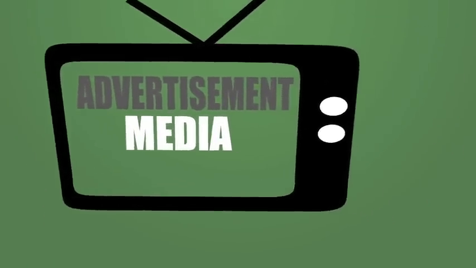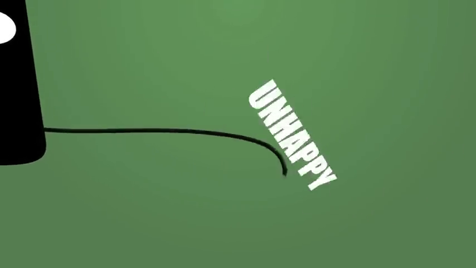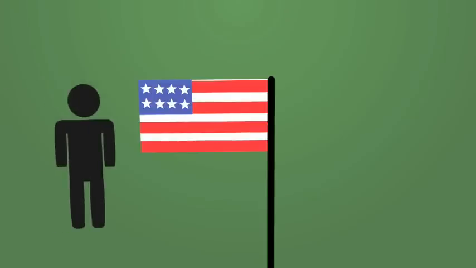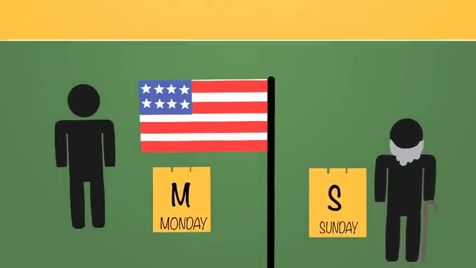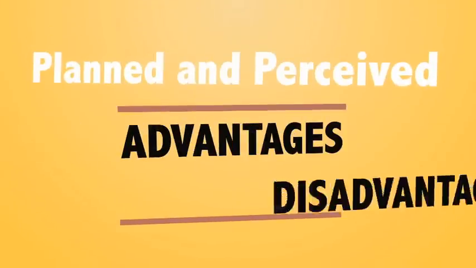Advertisement and media play a big role in this. The intention of advertisement is to make consumers unhappy with what they have, proposing consumerism as a solution. 50 years ago, Americans watched in a lifetime fewer ads than are now seen in only one day. Planned and perceived obsolescence have both advantages and disadvantages.